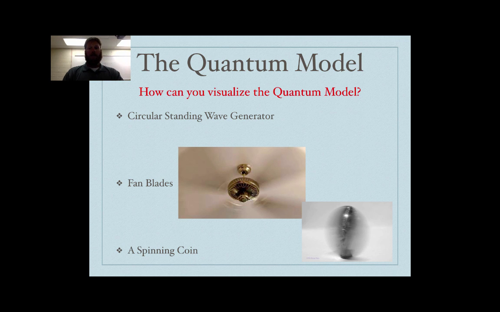Now, how do you visualize the quantum model of the atom? I think the best way to think about the quantum model is my last example here, like a spinning coin. When you spin a coin, you know the coin is there, and it really only exists in two spots. But it looks like it occupies a three-dimensional region. Two-dimensionally, spinning fan blades work well. If you focus on one blade, you can follow it and tell where it is, but you don't fully understand how fast the fan blades are moving. If you focus on how fast it is moving, you can't pick out the individual fan blades.